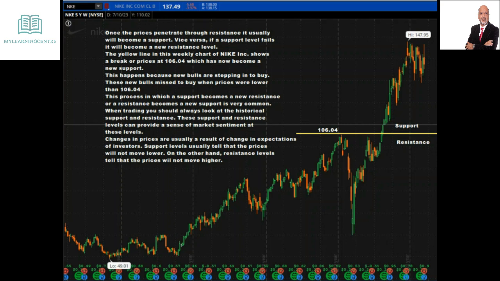When trading, you should always look at the historical support and resistance. These support and resistance levels can provide a sense of market sentiment at these levels. Changes in prices are usually a result of change in expectations of investors. Support levels usually tell that the prices will not move lower. On the other hand, resistance levels tell that the prices will not move higher.